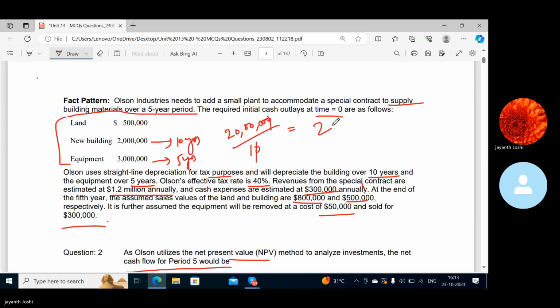So how much is that going to be? 2 lakhs. Yeah, 200,000. Here 3 million by 5, how much is going to be? 6 lakhs, right? Yes. So these are the depreciation amounts, into 40%. 40% is the tax rate.